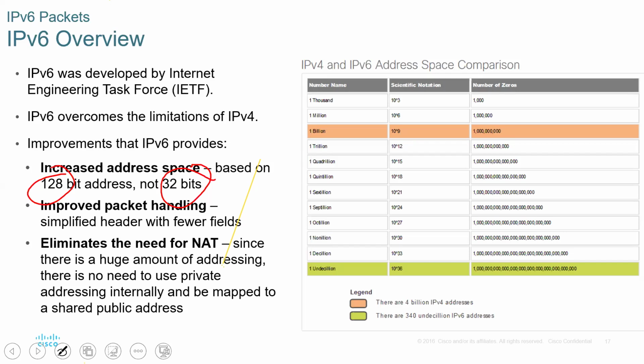And then IP version 6 has what they call improved packet handling, a simplified header with fewer fields, and you're going to see it. All right, in IP version 4, we have so much information in the header, but in IP version 6, it has very little information. So IP version 6 also eliminates the need for NAT because NATing was brought in order to maximize the public IP address due to the limited availability of IP addresses. So IP version 6 now has it in abundance, so no need for that.